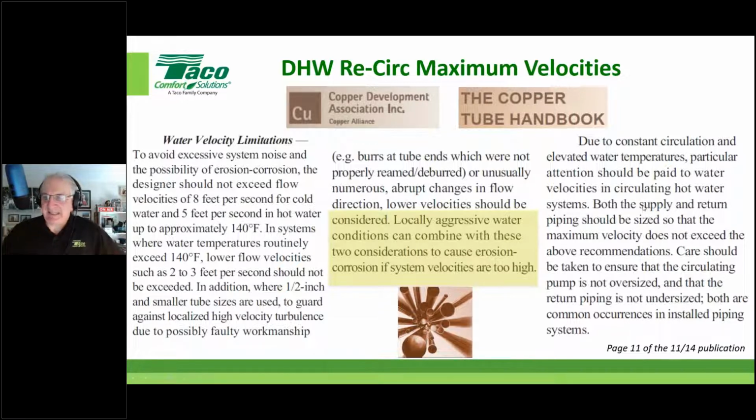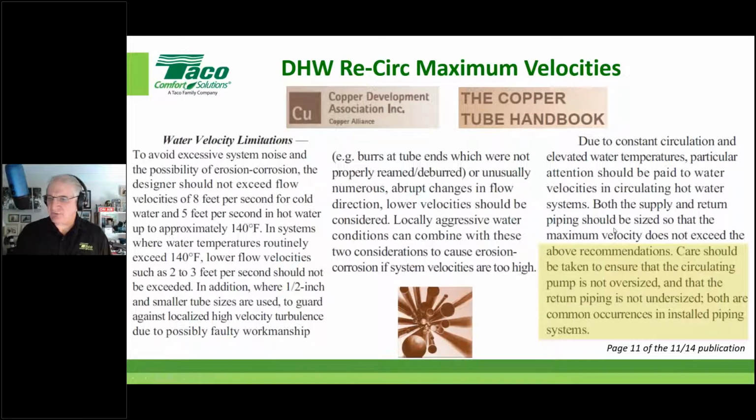And lastly, this last paragraph: due to constant circulation and elevated water temperatures, particular attention should be paid to water velocities in circulating hot water systems. That is important. Both the supply and return piping should be sized so that the maximum velocity does not exceed the above recommendation. So they're telling us in plain English, watch your velocities.